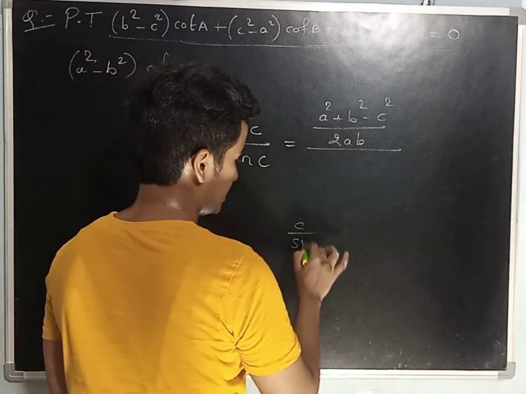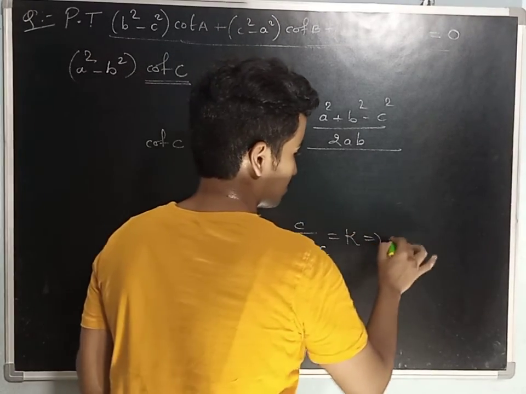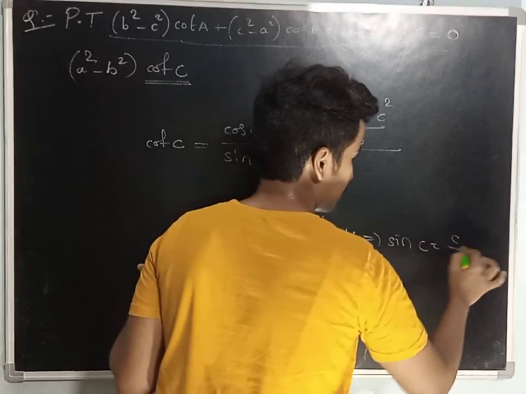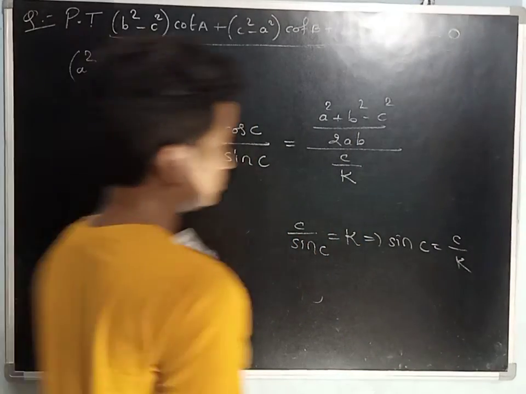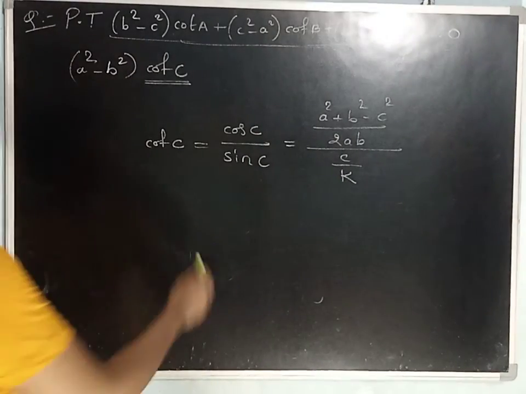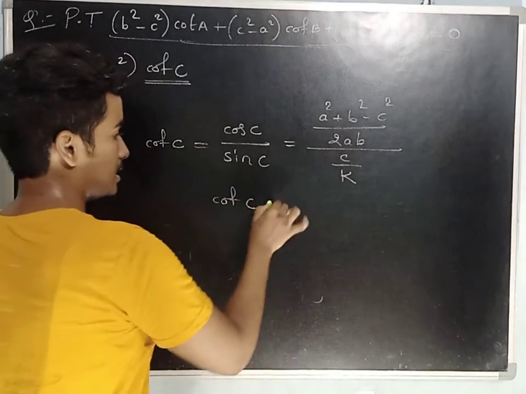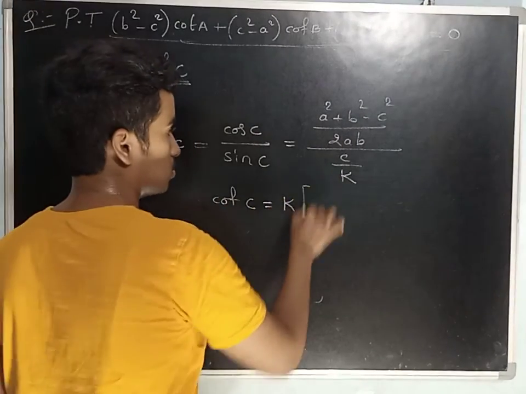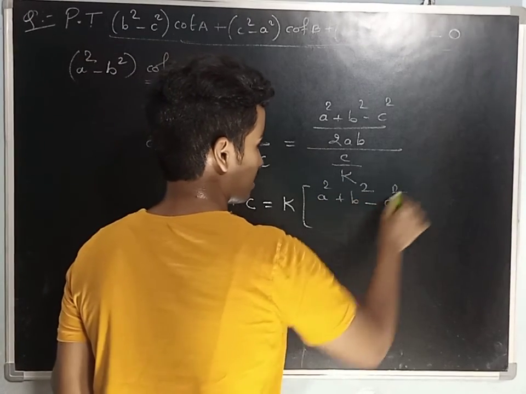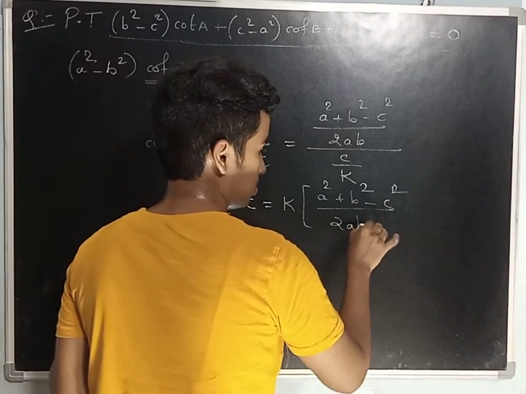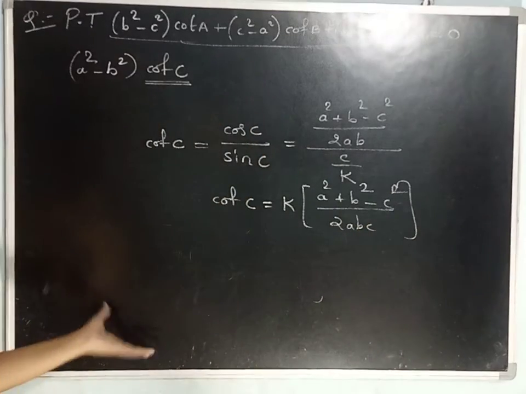Sin C: c by sin C is equal to k, so sin C is equal to c by k. It means cot C is nothing but k into (a square plus b square minus c square) by 2abc.